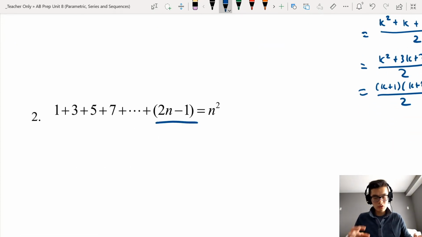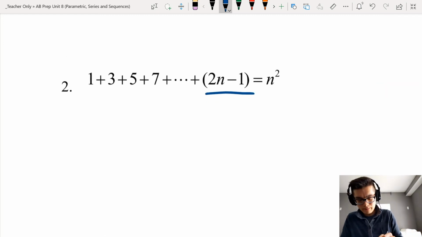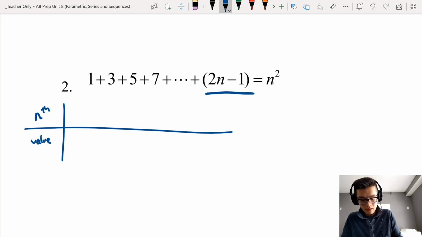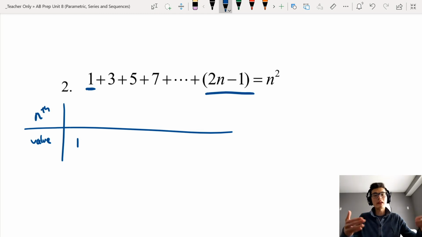So I'm going to try to help you guys out with a way we can see this. Let's make a little table here. This is like the nth term, and this is going to be like the value of the nth term. So here I can clearly see the first one is 1, right? And again, I'm thinking about the sequence, not necessarily the series, so just brace yourself for that.